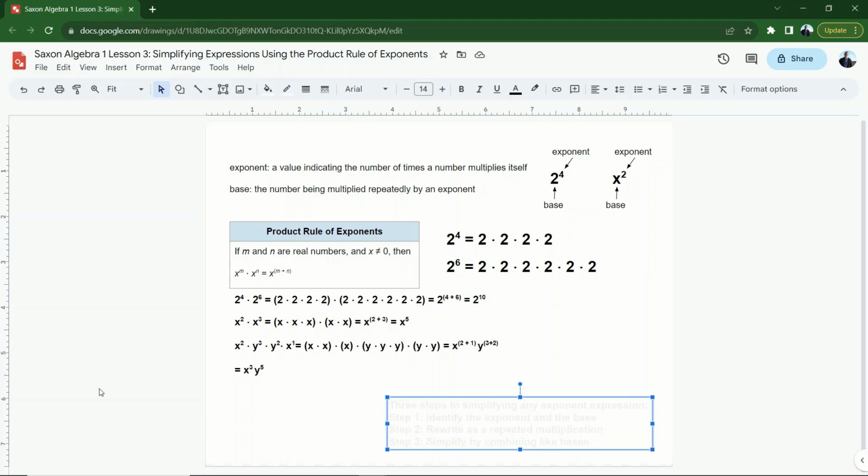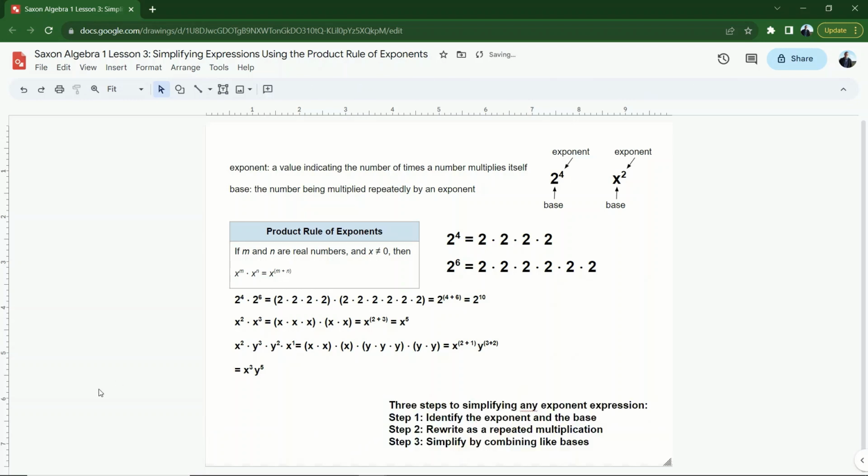And then finally, I just want to share with you 3 steps to simplifying any exponent expression. Step 1, you should identify the exponent and the base. Now, here's the step that if you're a well-versed algebra student, you could probably skip. But if you don't get how this works, you should never skip this step. Rewrite as repeated multiplication. You don't have to do this step, but if you're not really getting how exponents work, this is going to help you understand what you're actually doing when you evaluate an exponent. You're multiplying a number by itself the exponent number of times. Okay, that's step 2.